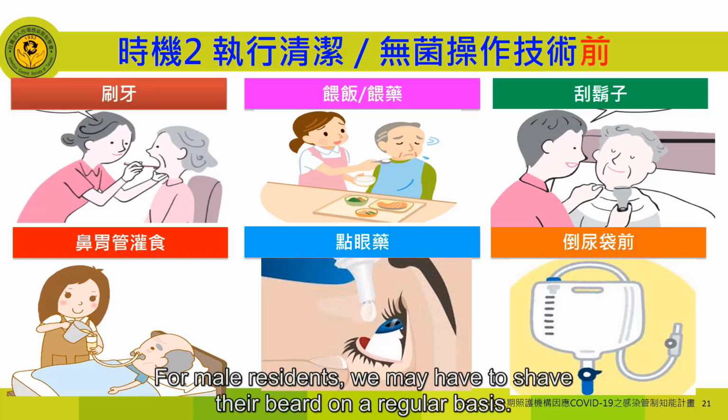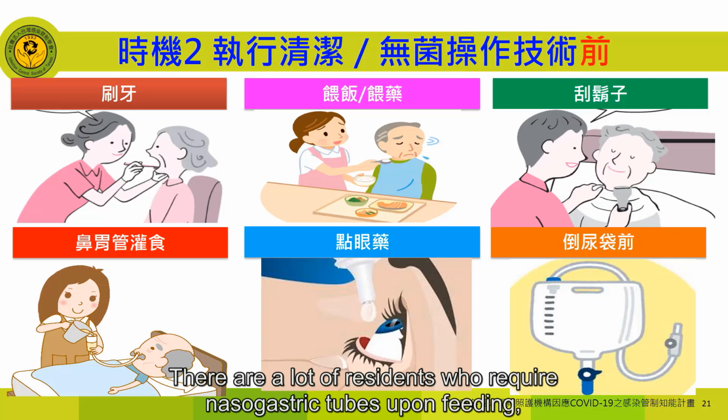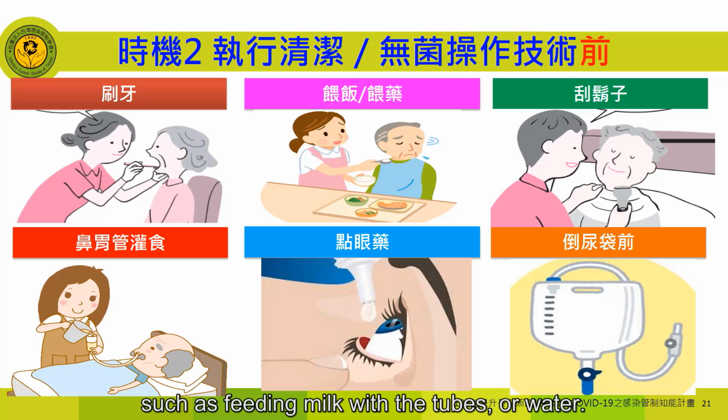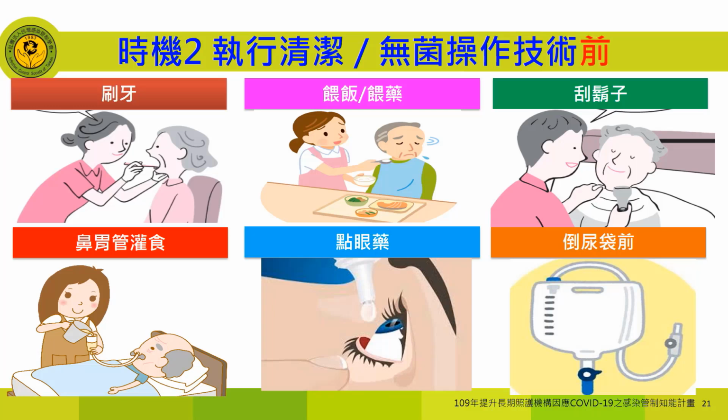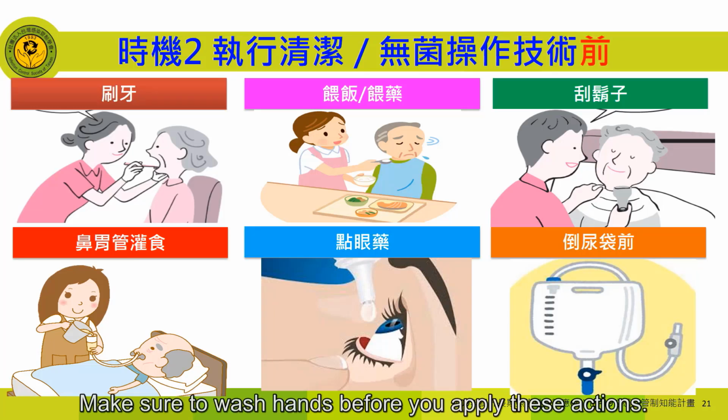For male residents, we may have to shave their beard on a regular basis. There are a lot of residents who require nasogastric tubes upon feeding, such as feeding milk with the tubes or water. Make sure to wash hands before you apply these actions.